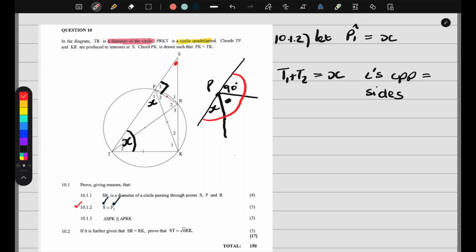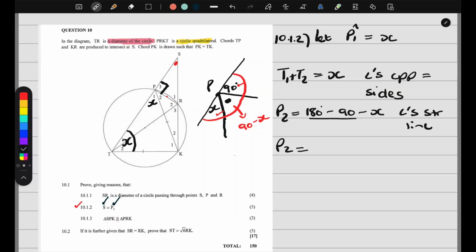that will give me angles on a straight line. There's a 90, there's an X. So this is 90 minus X. Angles on a straight line. If you don't feel confident, you can actually work it out. You can say angle P2 is 180 minus 90 minus X. Angles on a straight line. So therefore angle P2 is 180 minus 90, which is 90, and X doesn't have a like term. So therefore P2 is 90 minus X. So there you've worked out P2.